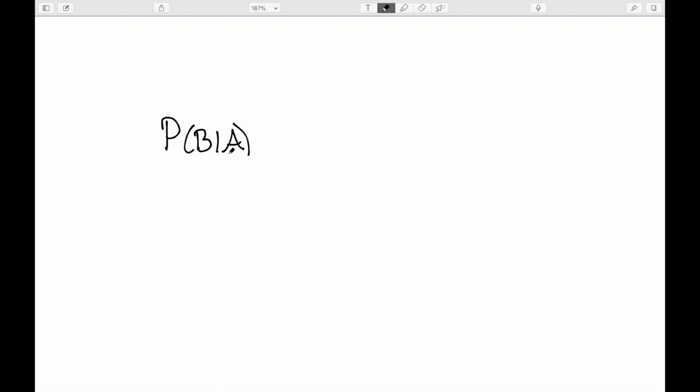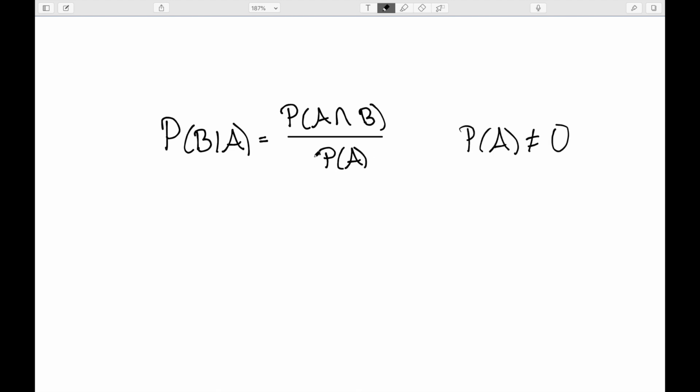In order to find this probability, the probability of B given A, we can use the probability of A intersect B over the probability of A, provided the probability of A is not equal to 0. A determines our new sample space, which is why our denominator is given by the probability of A. For the top, the intersection, if we already know A has occurred, the only possible ways B could occur is if it's in the intersection with A. So let's look at some examples.